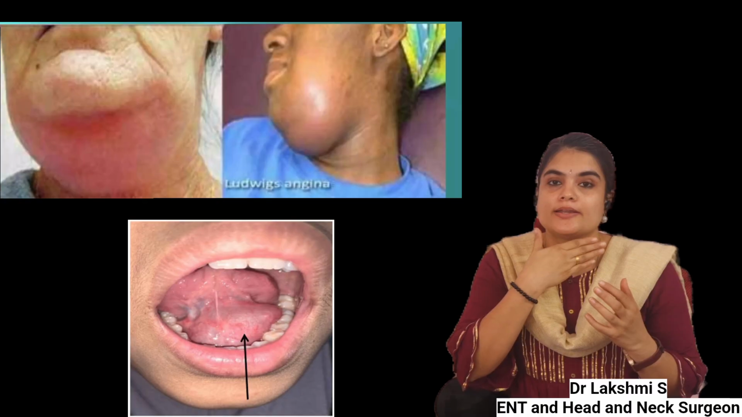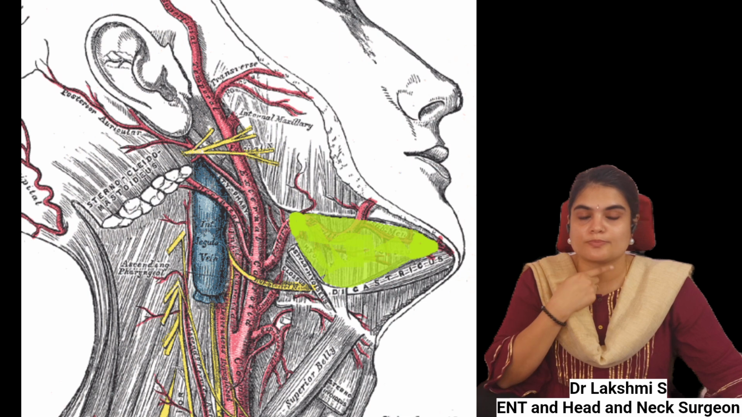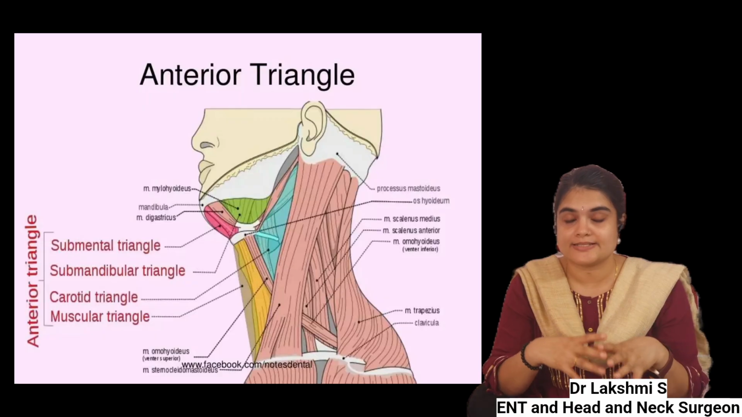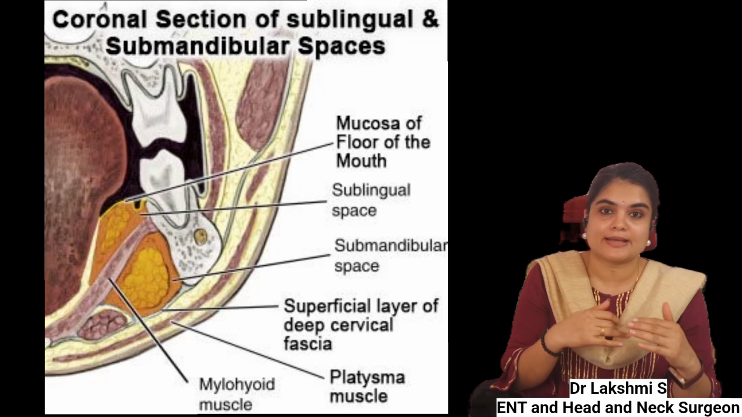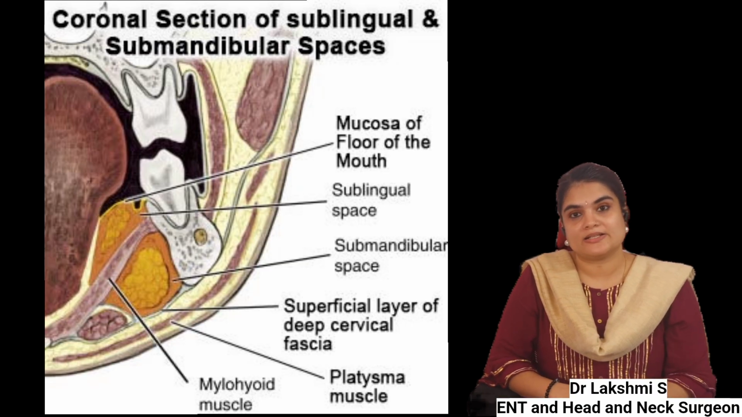The suprahyoid neck has two spaces. Coming to a quick revision of the anatomy and the spaces, suprahyoid neck means the neck portion above the hyoid bone. So it has two spaces, sublingual space and submandibular space. The mylohyoid muscle divides the sublingual and submandibular space. The space below the mylohyoid is the submandibular space. The space above the mylohyoid muscle is the sublingual space.